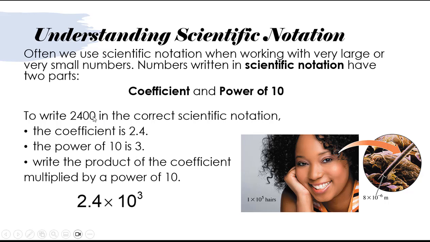And it's a positive 3 because we're moving the decimal place to the left. You'll see an example of what happens if we move it to the right. Okay, so therefore we would then write the product of the coefficient multiplied by its power of 10. So 2,400 is the same thing as 2.4 times 10 to the third power.